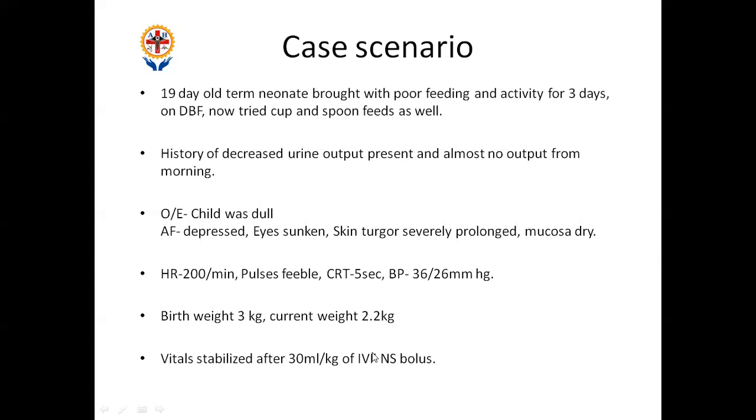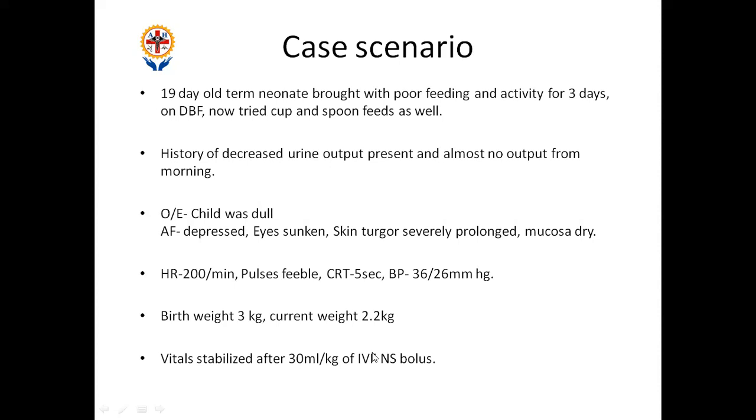So the 2.2 is due to what? Dehydration. So you cannot take that weight. You need to take the weight of 3 kgs. That's the first thing you need to know. So all calculations in dehydration are for baseline weight, not for the current weight. So it's not 17, it will come a little more. So 150 ml per kg into 3, that is your maintenance.